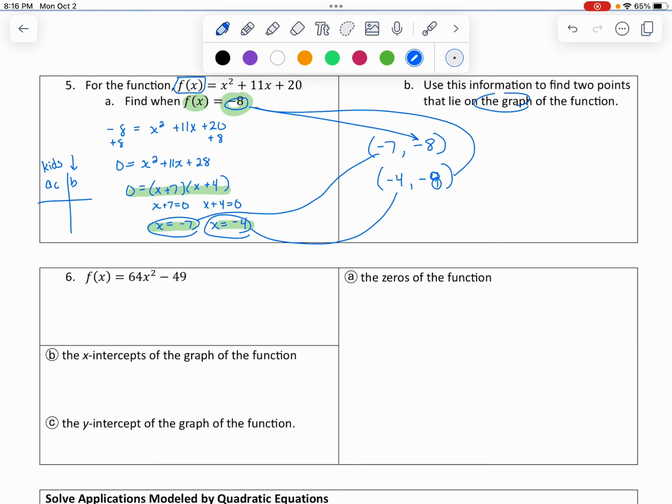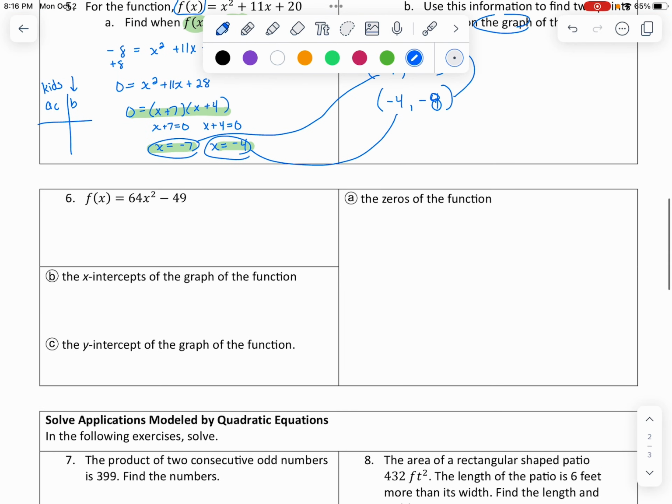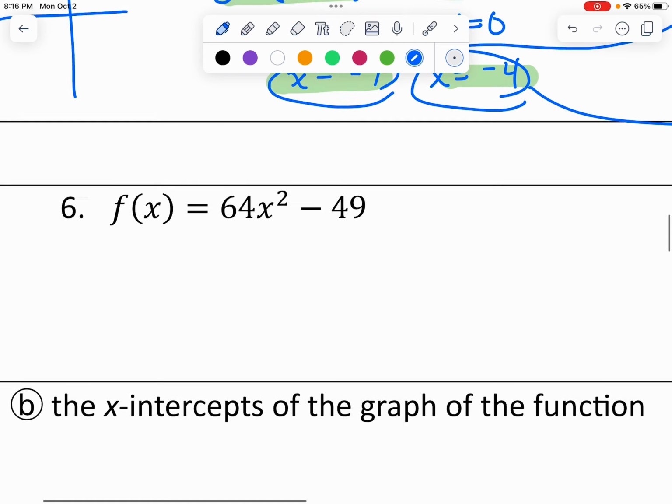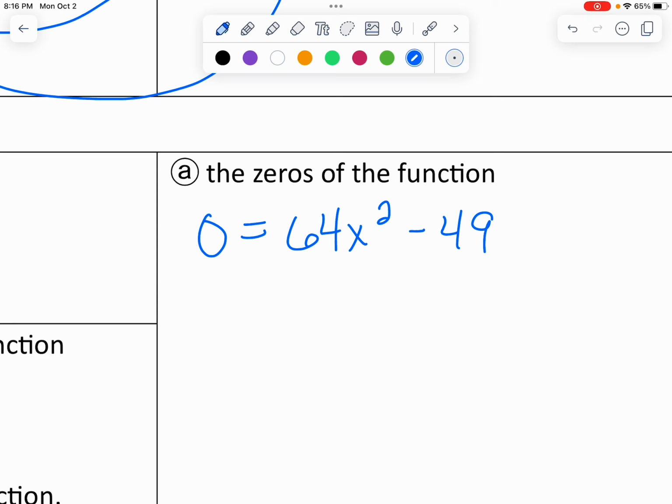I'm just trying to look at the time because they give up after a little while. Okay. I'd like to do this one because it's difference of perfect squares. It's not always difference of perfect squares, but part A says to find the zeros of the function. What that means is to take the function and set it equal to 0. Does that make sense? So f of x becomes 0. Can you factor that using difference of perfect squares?